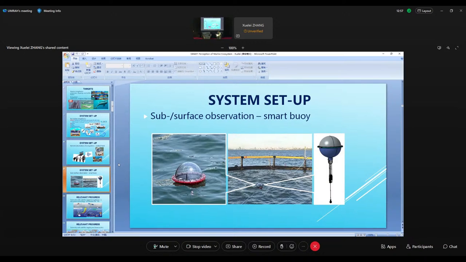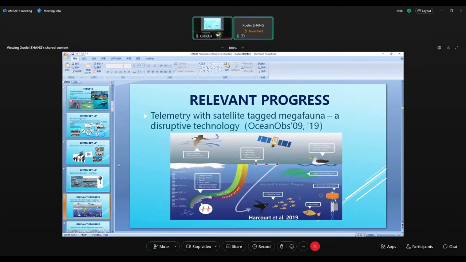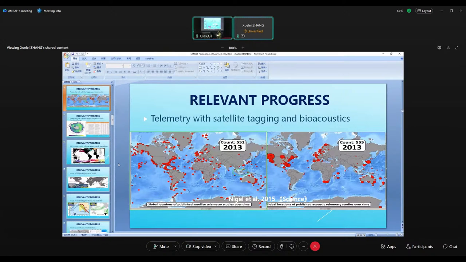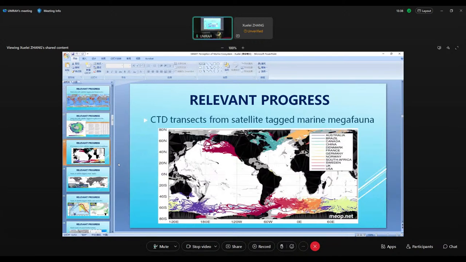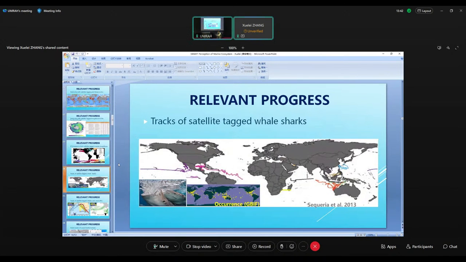So this is just our review of the international progress. This is a statistic of telemetry with both satellite and bioacoustic in the world. These are more intensive studies in the Antarctic area. And this is the case for both polar region oceans. And it is for the largest fish, the whale sharks. These two are for two other megafauna, including the humpback whale and also the leatherback turtle.